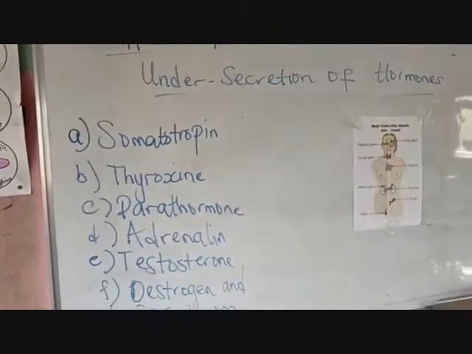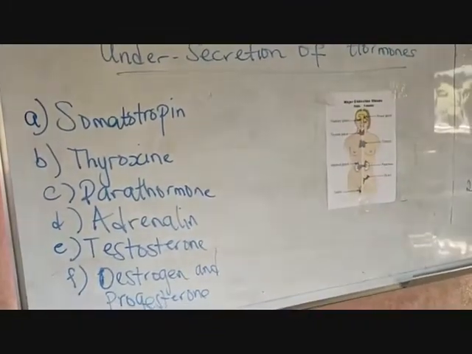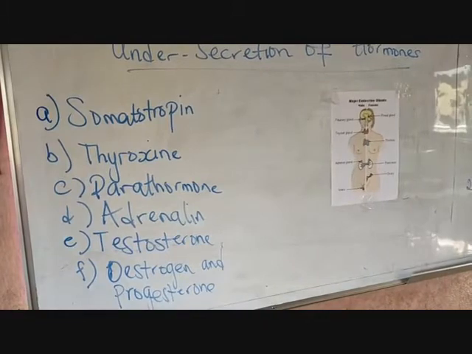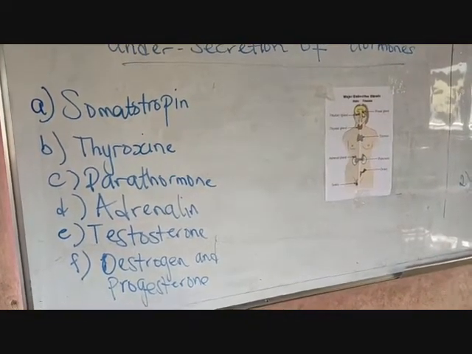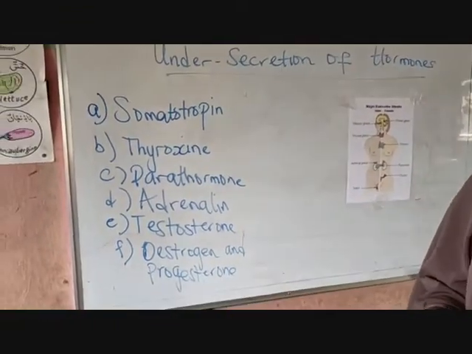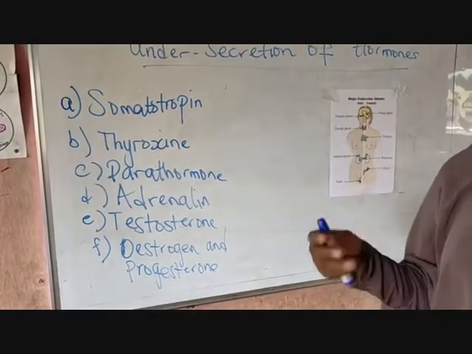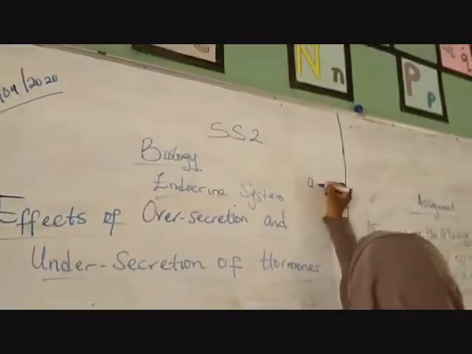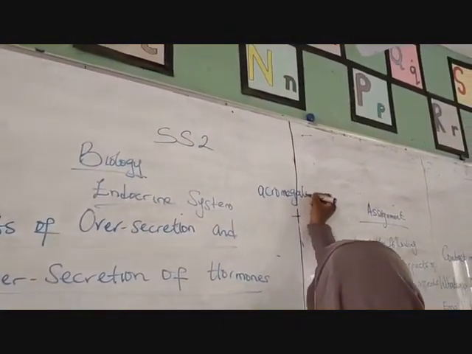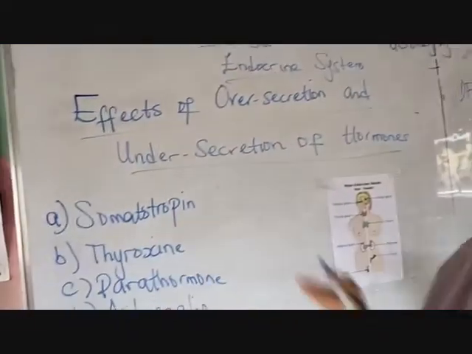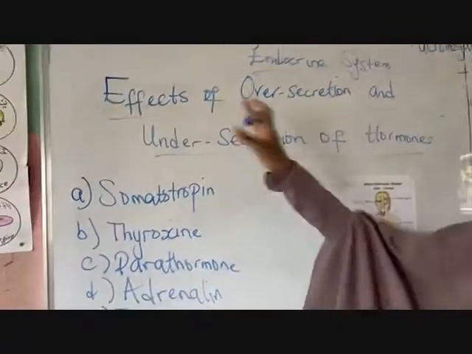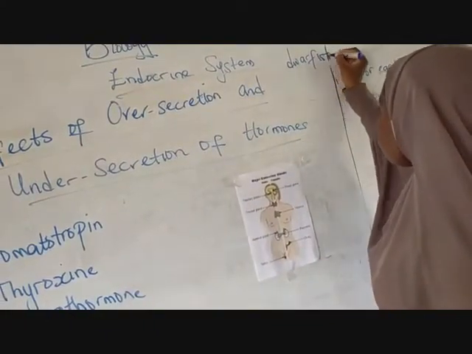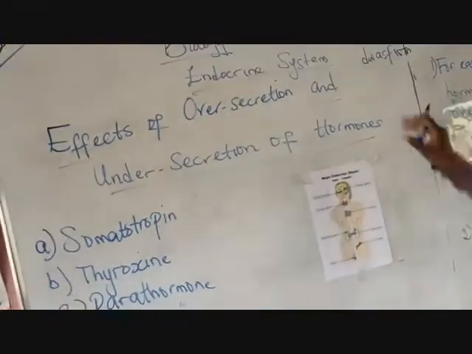Somatotropin, which we know is a growth hormone produced by the pituitary gland in the brain region. Oversecretion of somatotropin leads to something known as gigantism in children. When you see a little child of about 5 appearing to be about 15 in their structure, it leads to gigantism. The child appears like a giant. Or acromegaly in adults. That is the effect of oversecretion of somatotropin. Undersecretion is the opposite, which means it leads to what is known as dwarfism. So undersecretion of somatotropin leads to dwarfism.